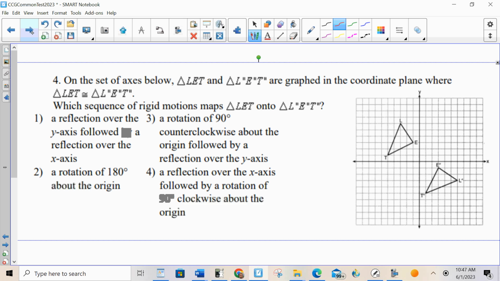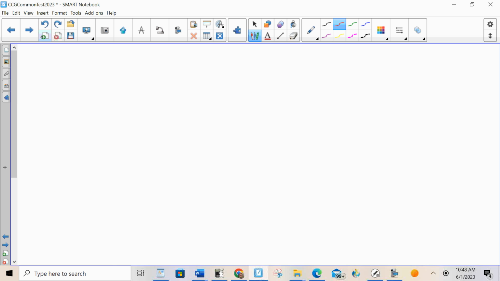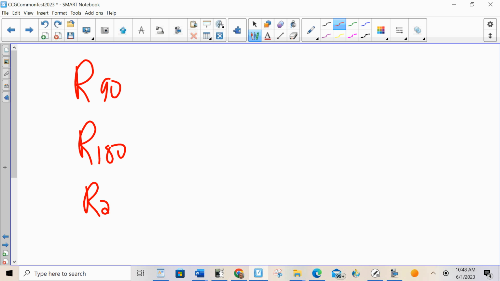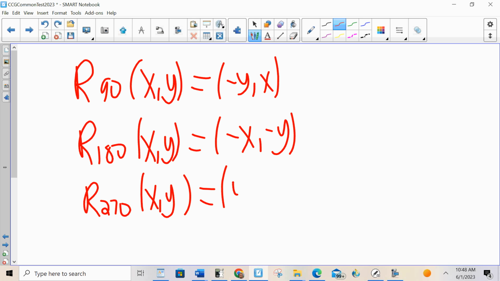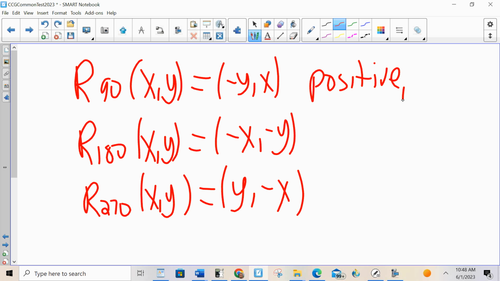One thing I didn't put on the test, I put in the review though, the rotation rules. Let's just talk quickly about the rotation rules. 90, 180, 270. These are positive counterclockwise rotations. 90 is negative y, x. 180 is negative x, negative y. And 270 is y comma negative x. And these will come up. And again, these are for the positive counterclockwise rotations.